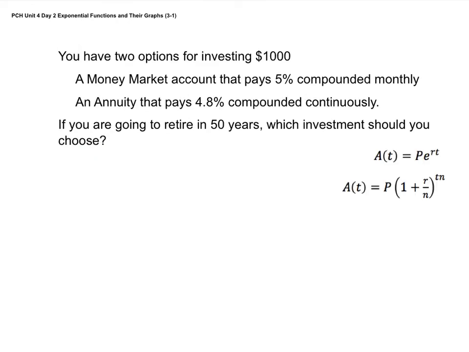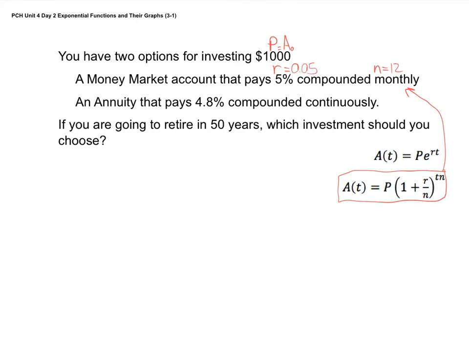Okay, so let's look at examples here. Here's the first one, just to see both of the methods side by side. We have two options for investing $1,000. So notice we're starting with $1,000. That's going to be our principal, or you could also call it the amount at time 0. The money market account pays 5% compounded monthly. So in this case, we're going to use this formula right here. It's compounded monthly, so n equals 12. Of course, your rate is 5%, so that's going to be 0.05.